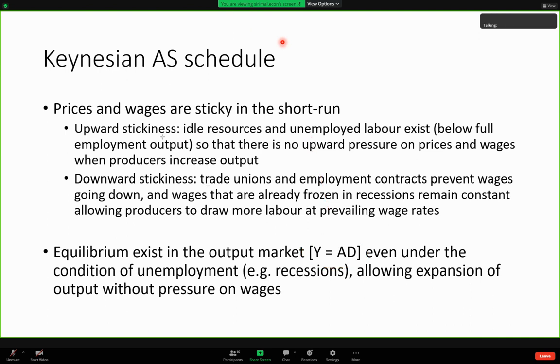Now, upward stickiness. Actually, we all understand that in the short run, our payments, our monthly salaries, are specified in our appointment letter. So there is a contract that we have entered into when we get a job. And according to the contract, our salaries are fixed.